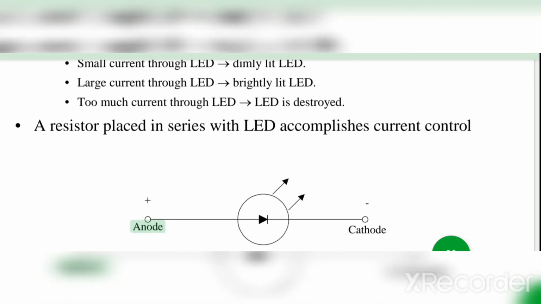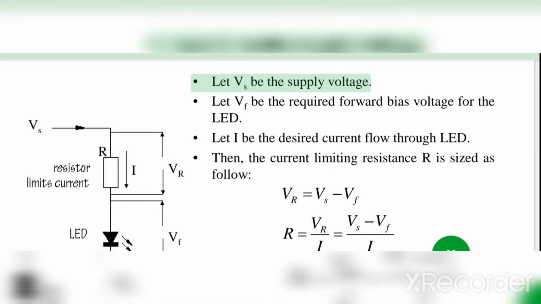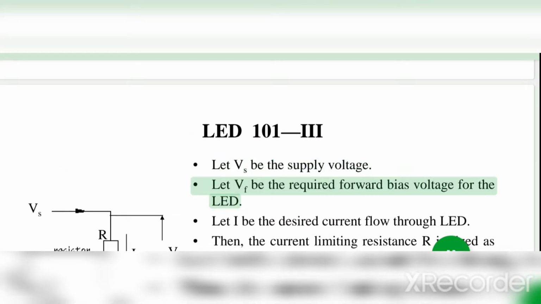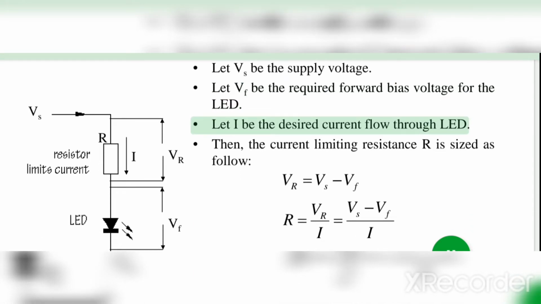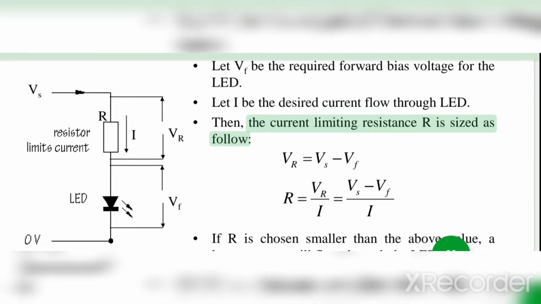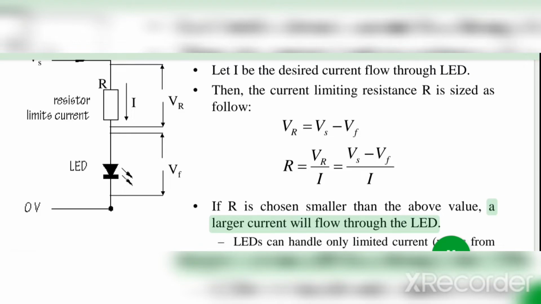Plus, anode; minus, cathode. LED symbol. LED 101-3. Let VS be the supply voltage. Let VF be the required forward bias voltage for the LED. Let I be the desired current flow through the LED. Then the current limiting resistance R is sized as follows. If R is chosen smaller than the above value, a larger current will flow through the LED.